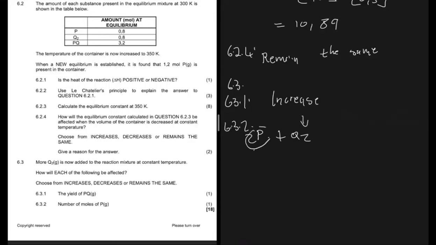So what will happen to P? The number of moles of P will go down because the forward reaction will be favored if you increase the reactants, right? So 2P will be getting depleted at a higher rate. So for 6.3.2, that will be decreases.